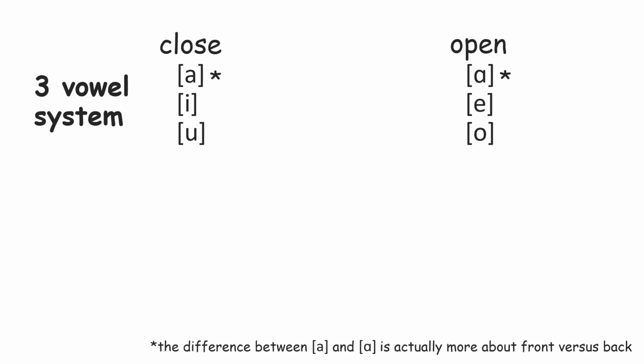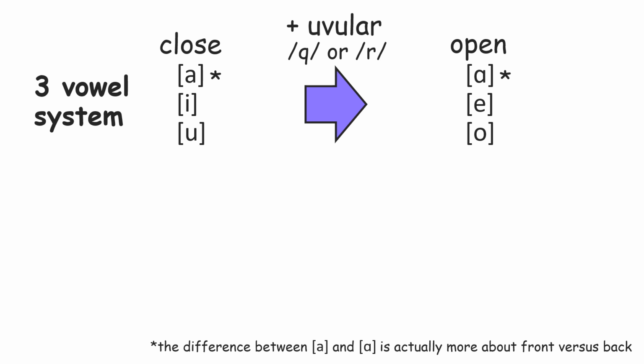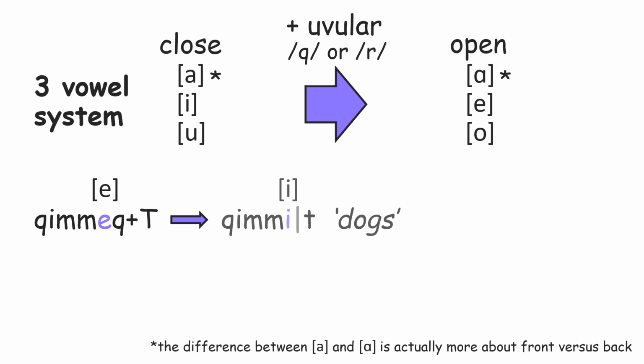The only time you pronounce an open vowel instead of its close counterpart is whenever it is followed by an uvular sound, so either a q or an r in Greenlandic. Likewise, when an uvular sound disappears, any preceding open vowel has to become a closed vowel again. Take for example the word dog, qimmiq, and make it plural by replacing the word final q by a t. We then get qimmit, so the open vowel is now pronounced as the closed vowel i.